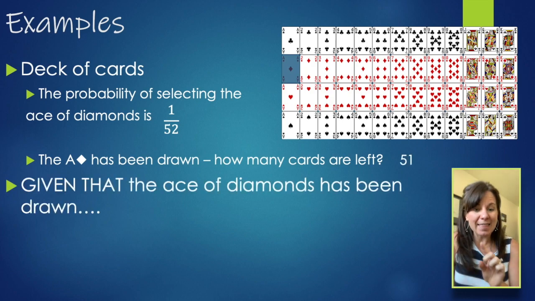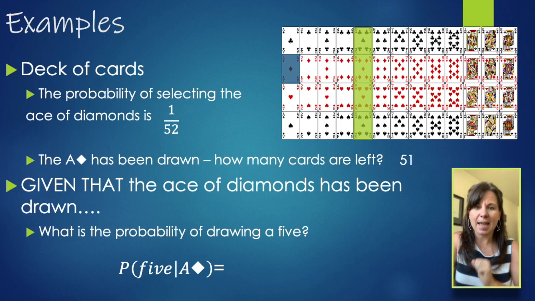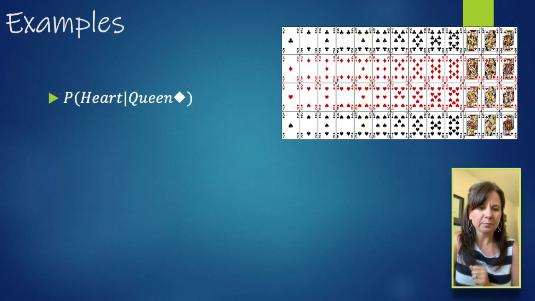So given that the ace of diamonds has been drawn, now we have a new question. What's the probability of drawing a 5? There's 4 5s, 51 cards left. So the probability of drawing a 5, given that the ace of diamonds has already been drawn, is 4 out of 51. Let's try a couple others.